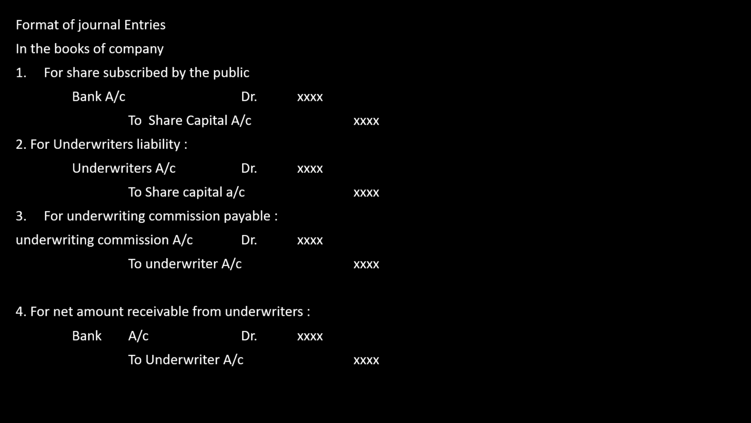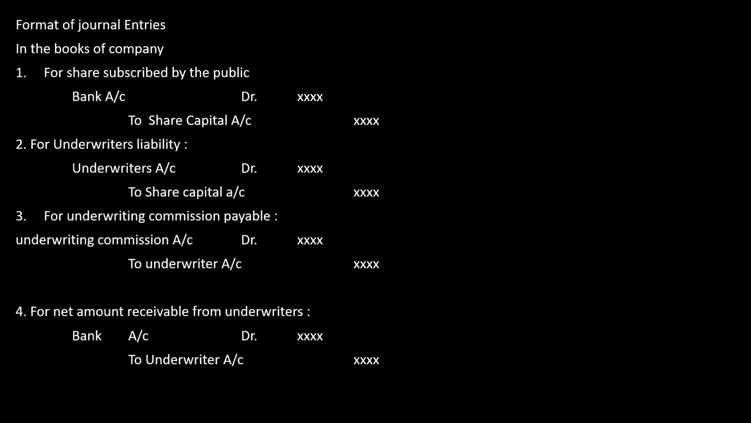Then, the net amount receivable from the underwriter. The underwriter is supposed to pay the company for the net liability, and the company is supposed to pay the underwriter for the brokerage in return. So we subtract one from the other and find the net amount to be paid by the underwriter to the company. For that we pass the last entry: Bank Account debit to the Underwriter. So these are the four entries that will be passed in the books of the company.